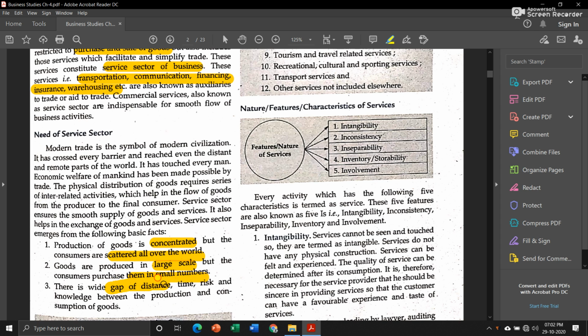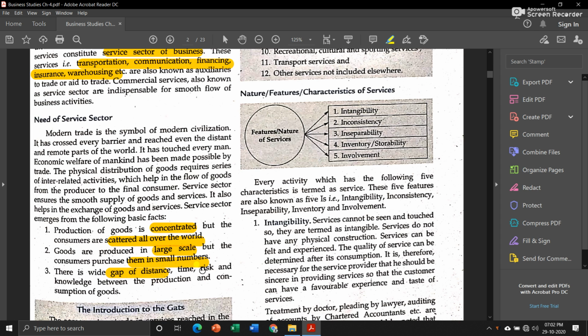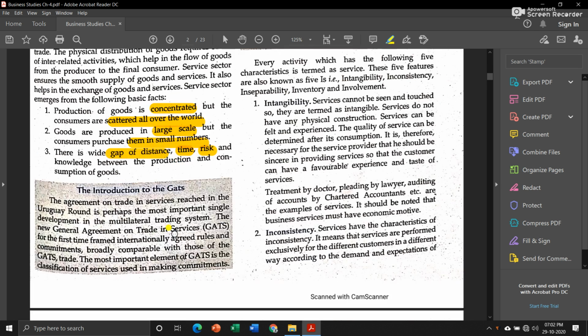Then there is a wide gap of distance. As I told you, industries are situated in a particular place, but the people who want to consume those goods are spread over a very large area. Then time is also needed. Then risk is also there, and knowledge between the production and consumption of goods is also missing in some places. That is why we need the business or service sector in our day-to-day life.